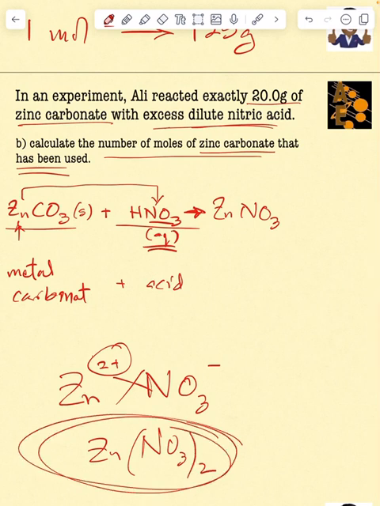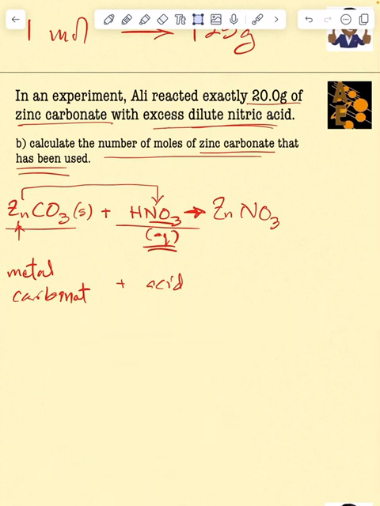This is your salt. Okay, so do take note about that. So you have to put bracket here, 2. You must know why there's 2 there. And obviously it will be still in aqueous state. Right? How can it be not? Because you have lots and lots of acid, excess dilute nitric acid. Obviously it will be in aqueous state.